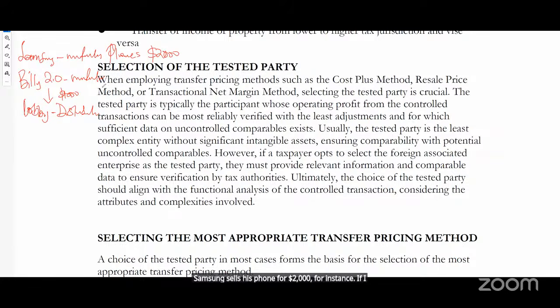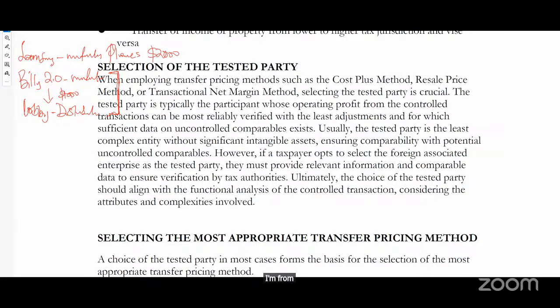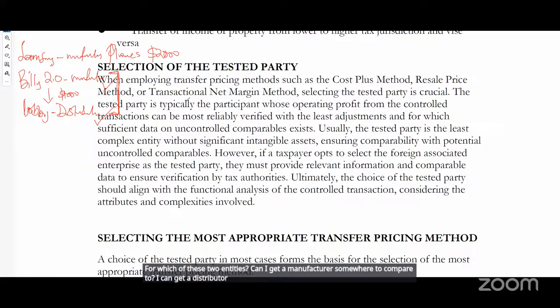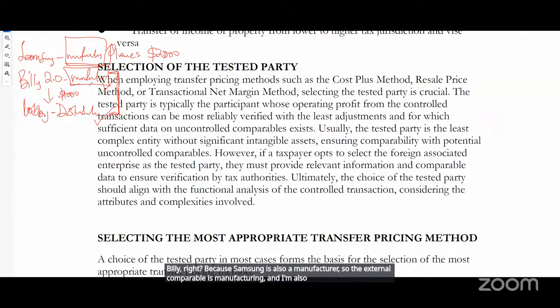If I want to do a functional analysis between these two, who should be the tested party? For which of these two entities can I get similar information? For which can I get a manufacturer somewhere to compare to, or a distributor? Based on the scenario, which of them can I get reliable information for? Is it Billy or Kobe? Billy, because Samsung is also a manufacturer. So the external comparable is a manufacturer, and I'm also a manufacturer. So I become the tested party.